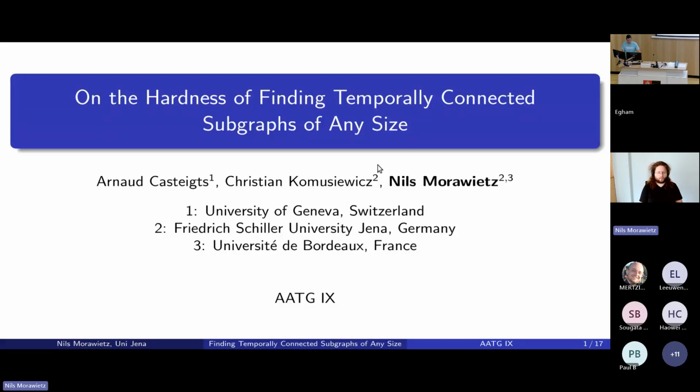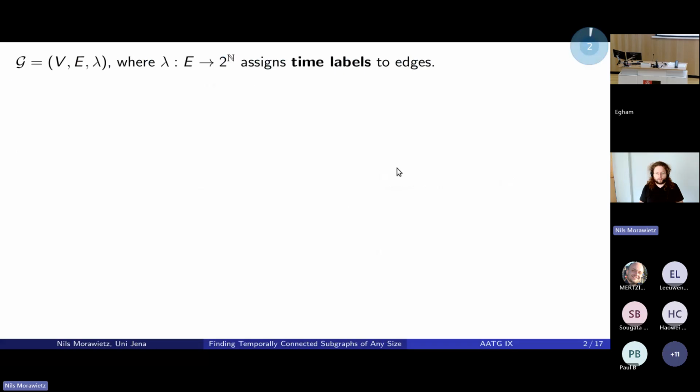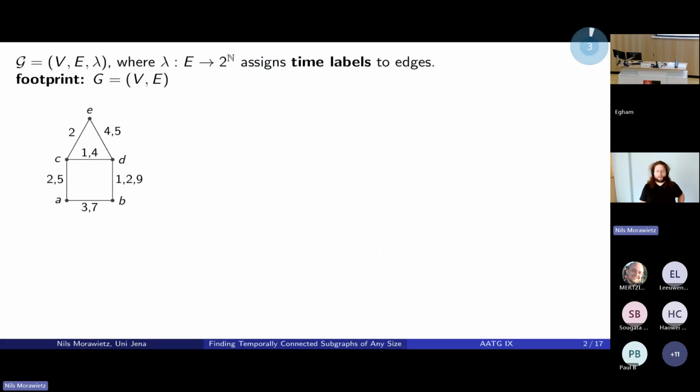This is joint work with Arno and Christian, and I use my first slide stolen from Arno about what temporal graphs are. Okay, we have seen it a lot of times already, but just to give the basic stuff we need, we have this label representation version of temporal graphs the talk will be about, and the footprint is just what is sometimes also called the underlying graph. So just the vertex set and edge set that we have.